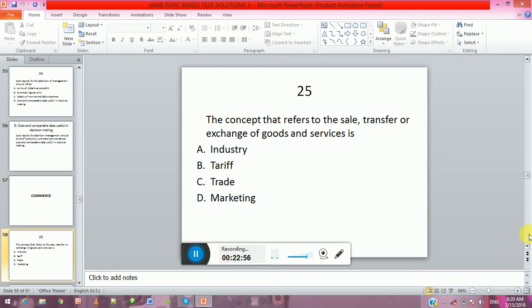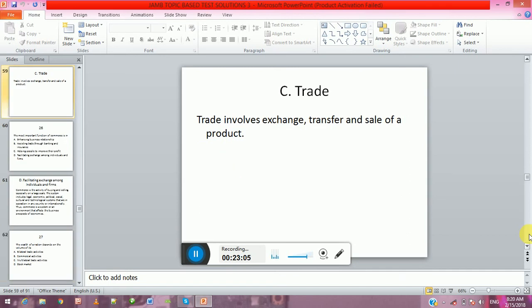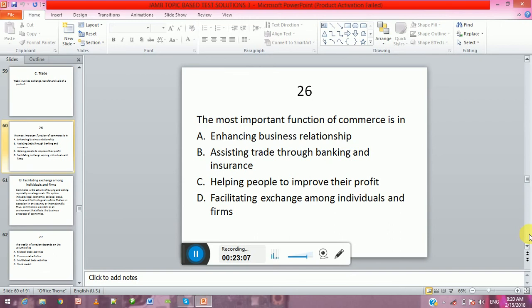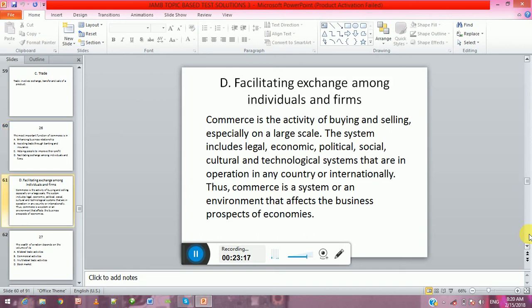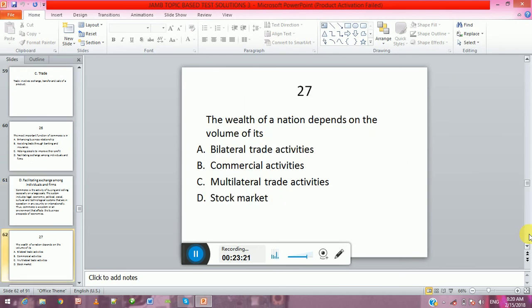Commerce. The concept that refers to sale, transfer and exchange of goods and services is known as trade. C is the answer. Transfer, sale and exchange of goods is trade. The most important function of commerce is it facilitates exchange among individuals and firms. D is the answer. Exchange, very, very important. That's what trade does. The wealth of a nation depends on the volume of its commercial activity. B.